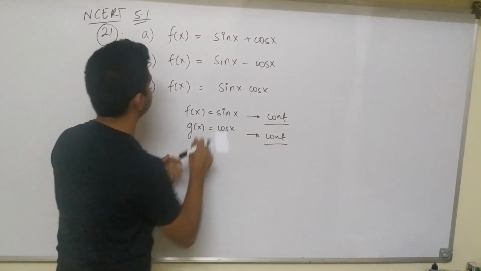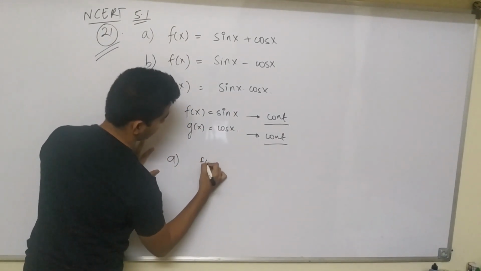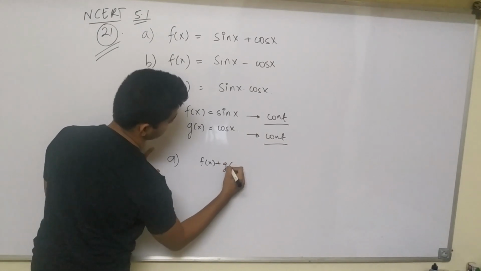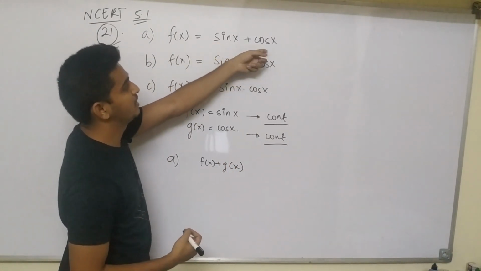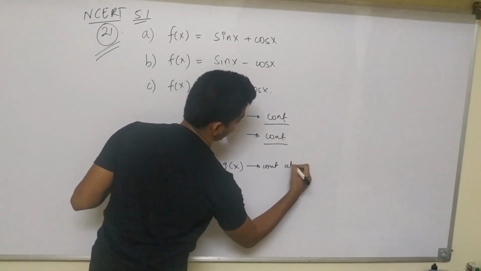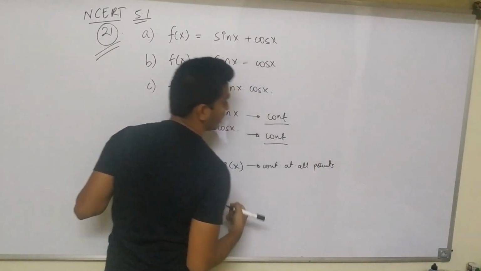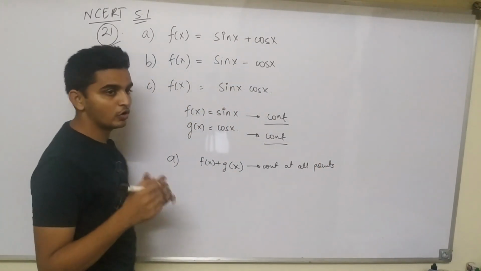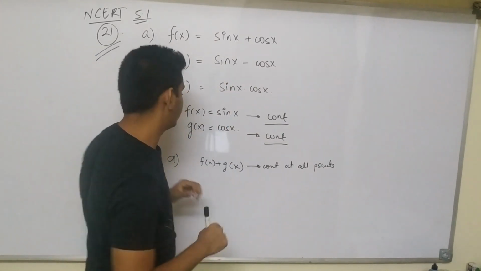So we can say that the first question, A, is nothing but f of x plus g of x, right? Since it is sin x plus cos x, this function is continuous at all points, I mean in its domain. If you want to learn the concept, you can hit the I button so you can get the exact meaning of this.